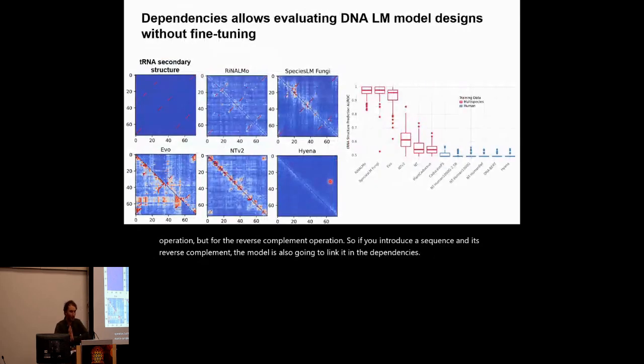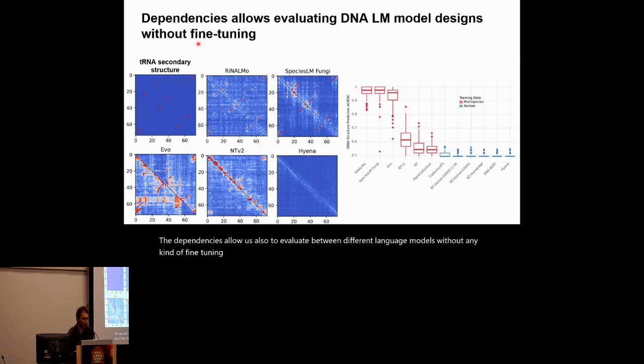The dependencies also allow us to evaluate different language models without any kind of fine-tuning. So you see again the example of the tRNA, and this is the ground truth secondary structure, and the dependencies from different DNA language models available out there. And you see, for example, for Rinalmo or species LM, the top dependencies belong to the arms of the secondary structure of the tRNA.